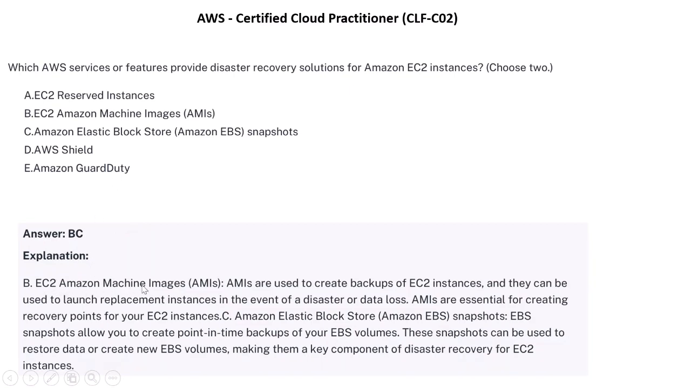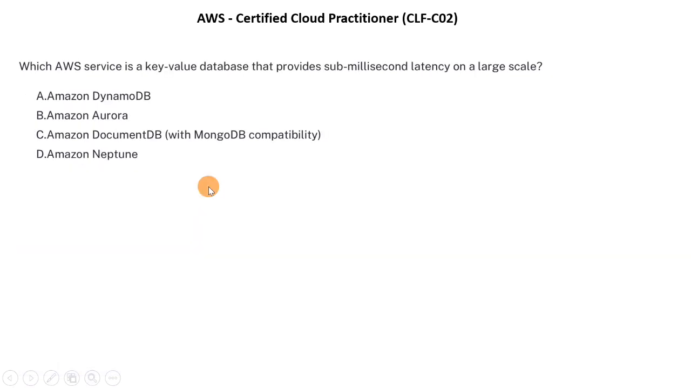Option B, EC2 Amazon Machine Images are used to create backups of EC2 instances, and they can be used to launch replacement instances in the event of a disaster or data loss. AMIs are essential for creating recovery points for your EC2 instances. Option C, Amazon Elastic Block Store snapshots. EBS snapshots allow you to create point-in-time backups of your EBS volumes. These snapshots can be used to restore data or create new EBS volumes, making them a key component of disaster recovery for EC2 instances.